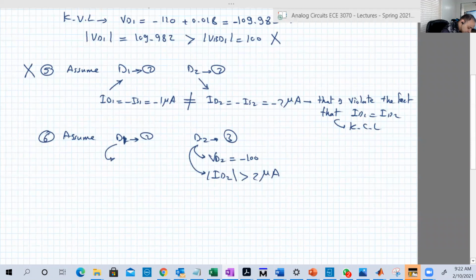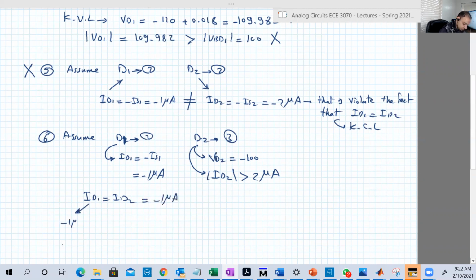But D1 is in 2. So ID1 is equal to minus IS1, which is equal to minus 1 microampere. And ID1 should be equal to ID2. But ID1 is equal to minus 1 microamp, so ID2 is also equal to minus 1 microampere. But this is less than, as a magnitude, 2 microamperes. So violation.